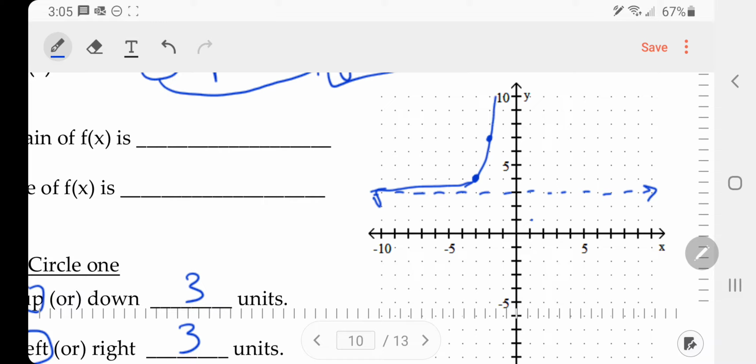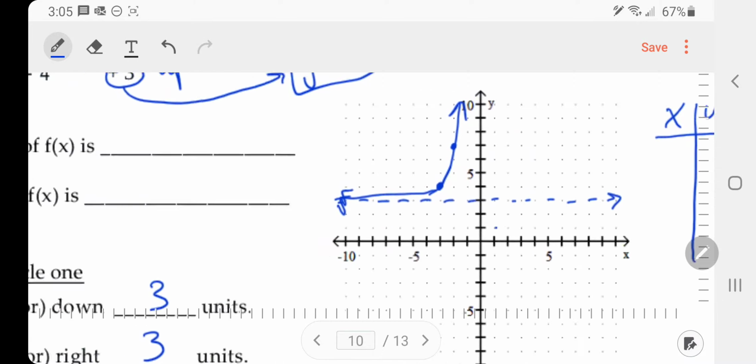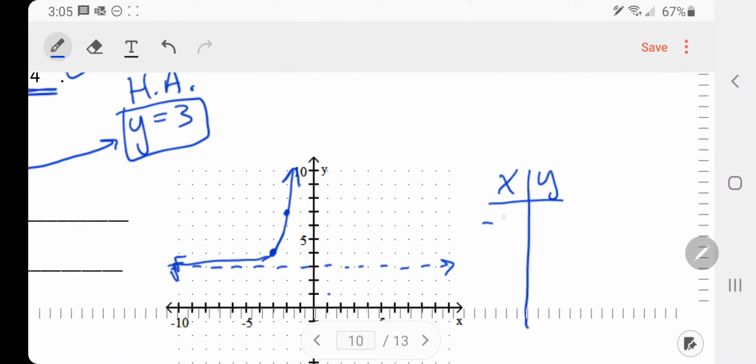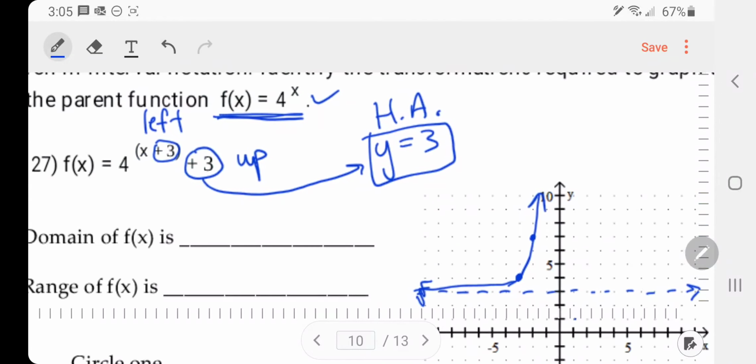And our function is going to do something like this. And if you weren't 100% sure with the transformations and you wanted to check and make absolutely sure that you were right, you could make a table of values where you pick numbers like -3, -2, -4, and you can plug those in and see what you get. So just to do those real quick, -3 plus 3 is 0. That's 1 and 3 is 4.